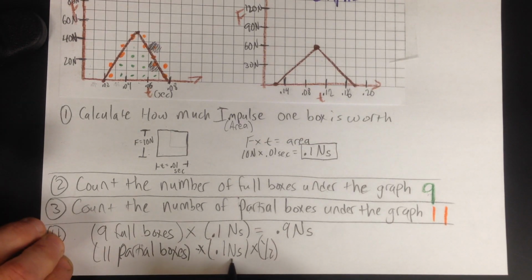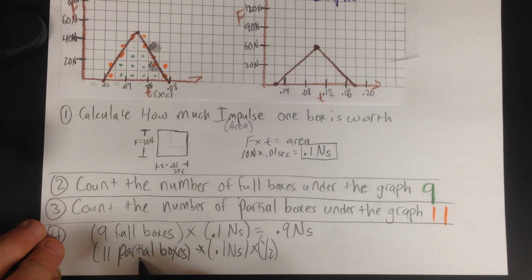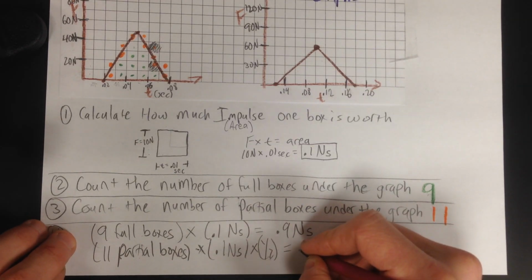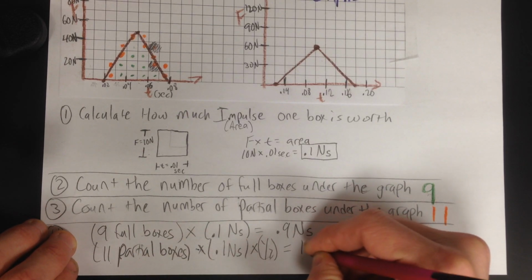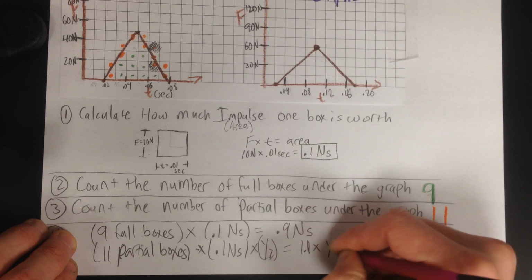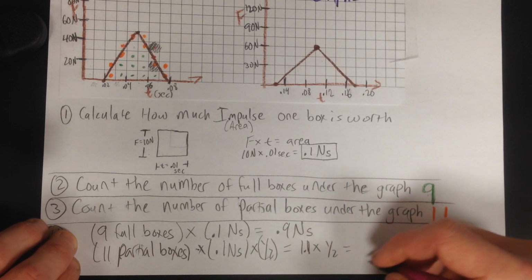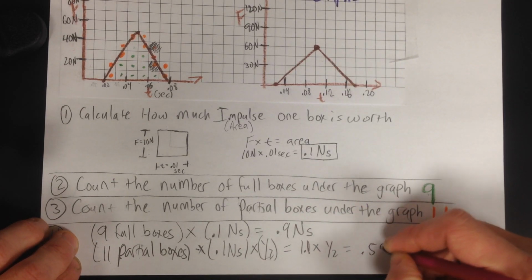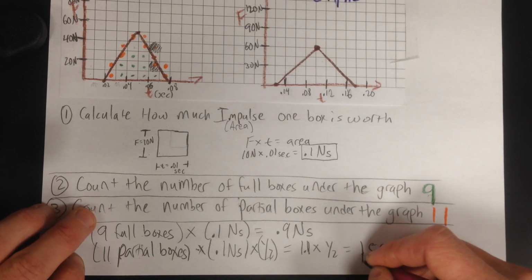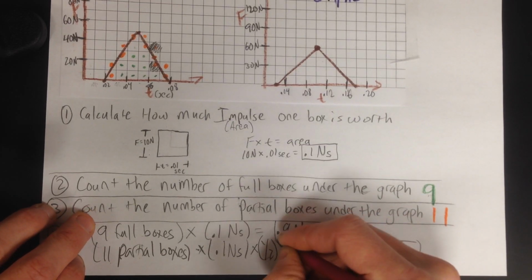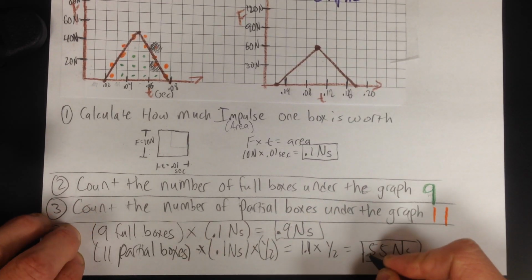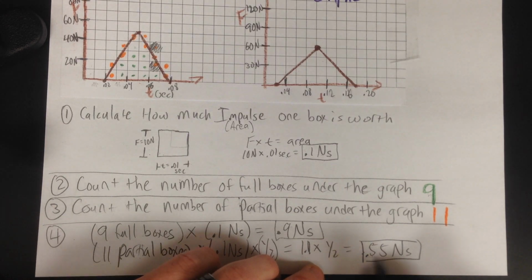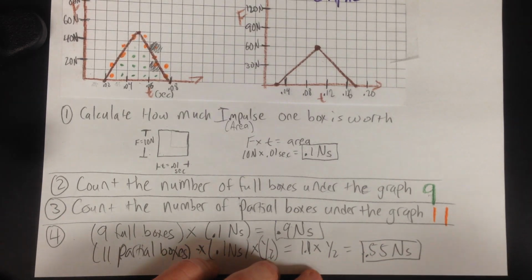So we take the impulse provided by one box, halve that, and multiply it by the number of partial boxes. Alright, so 11 times 0.1 is 1.1, and then we times that by half, and we get 0.55 Newton seconds. So the 0.9 is the impulse provided by all the full boxes, and the 0.55 is the impulse provided by all the partial boxes. Okay?